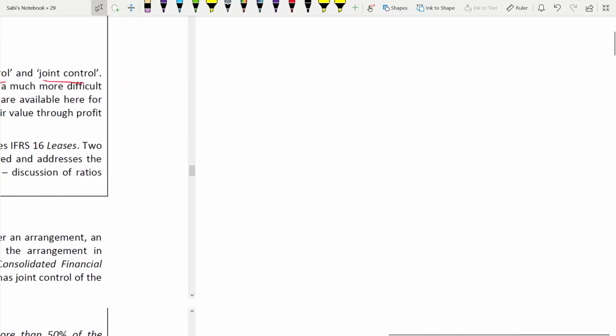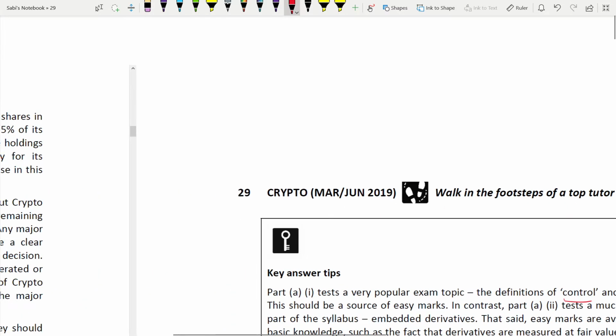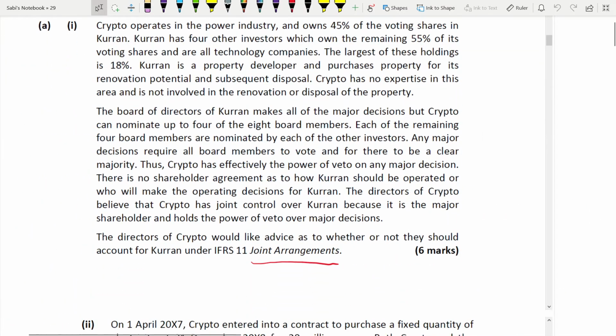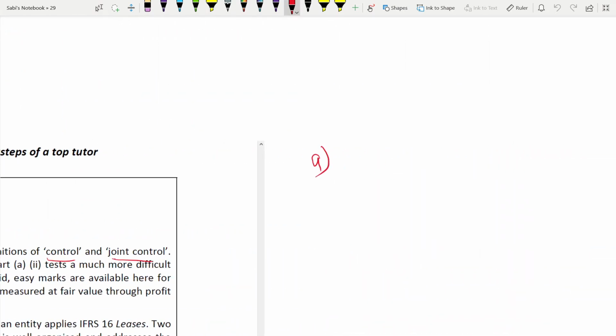So how do you attack this type of question? This is A, right? Just give me the first part of A. There is a second part of A relating to crypto. So this is the first part of A, and this is for joint control, whether a joint arrangement exists or not.